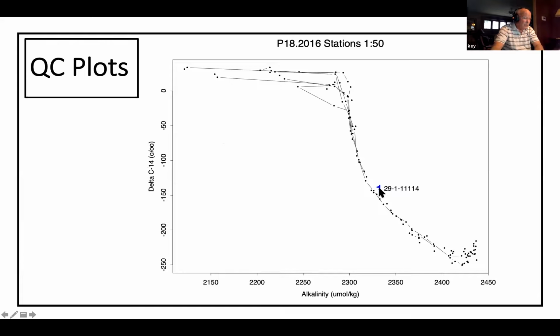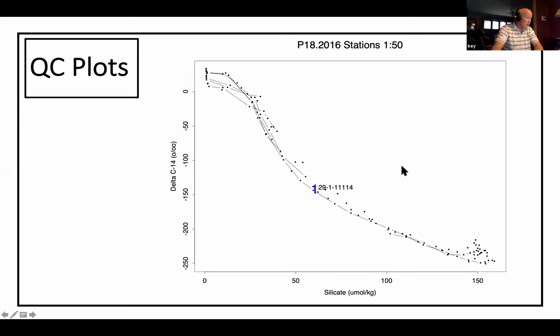So this particular one, 29.1.1114, is a little bit anomalous versus alkalinity, but when we get to silicate, it's not the least bit anomalous. So the odds are very, very high that I would not mark that point as being questionable. And this is why you use more than one, what I call dimension, when you're looking at this QC. It's very useful to have things that tend to strongly covary.